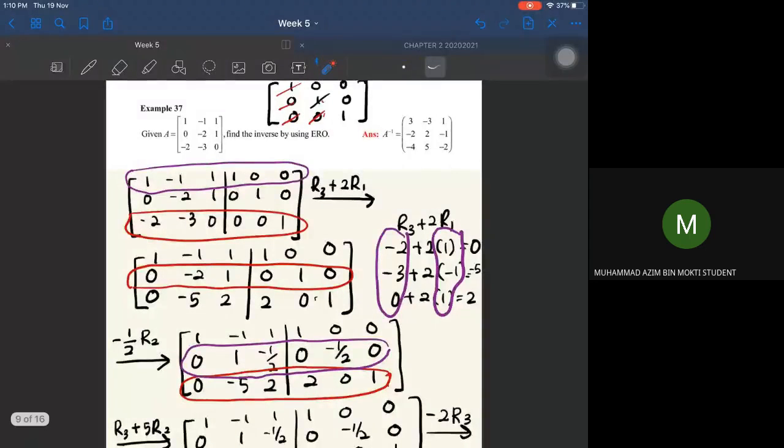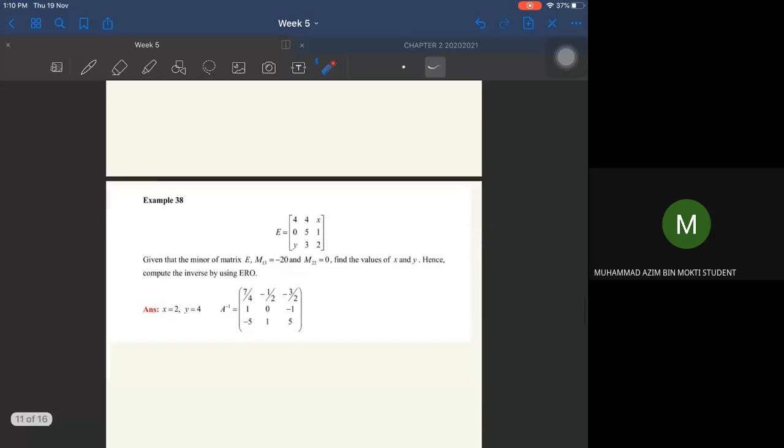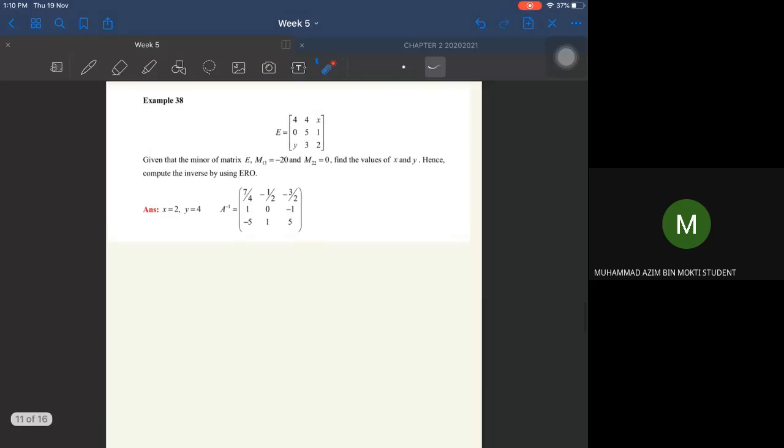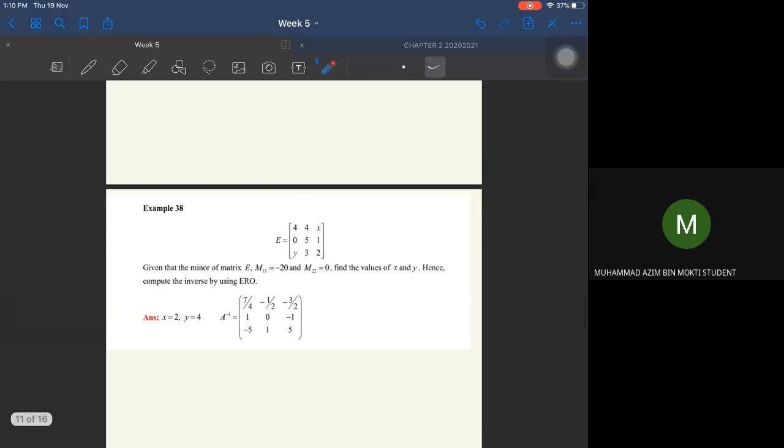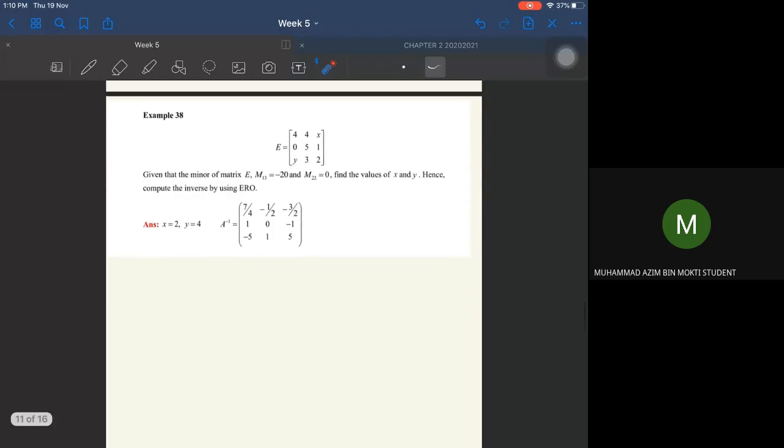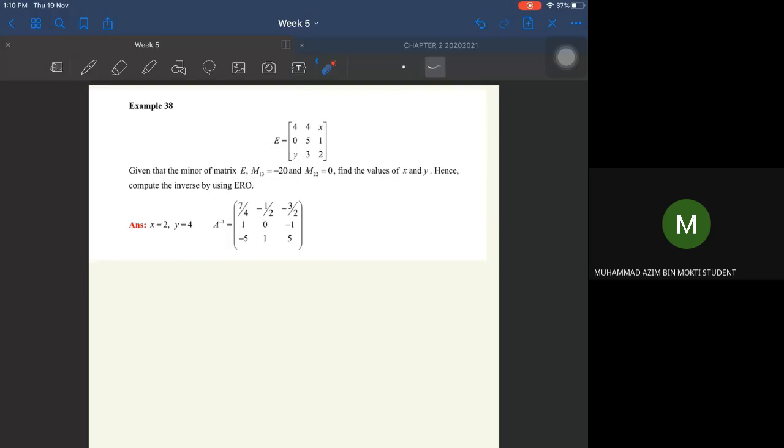Okay. So kita cuba buat lagi satu. Example 3.8. Given the minor of the matrix. Okay. Soalan ni sebelum you nak cari inverse, you kena lengkapkan dulu matrix ni. Cuba bayangkan kalau nilai X dengan Y awak salah, so confirm lah inverse awak pun salah. Okay, tak apa Syawal.